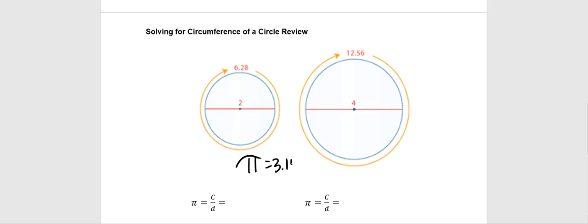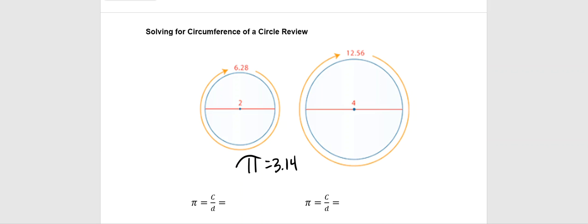Now, we already know that pi has a given value or an estimated value of 3.14. And we can prove that as long as we can fairly accurately measure both the circumference and the diameter of a circle. We can confirm that pi, no matter how big or how small the circle is, will always be that estimated value of 3.14.